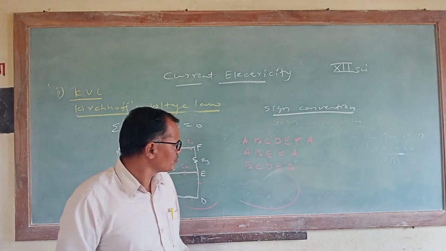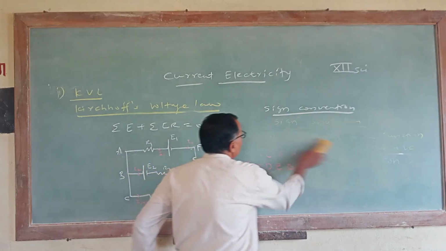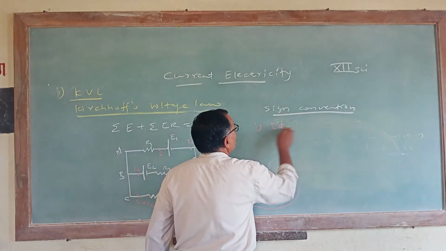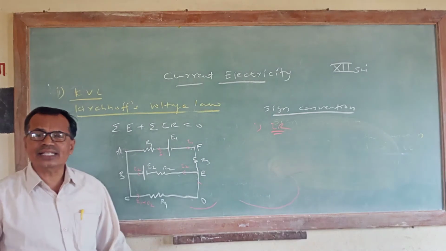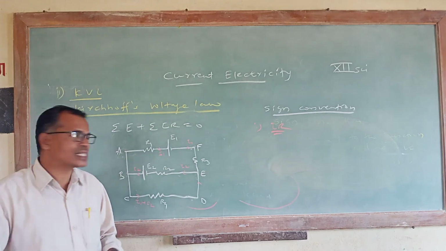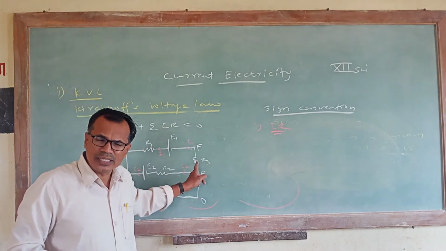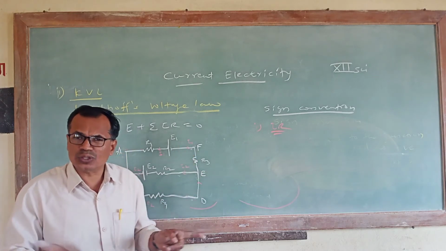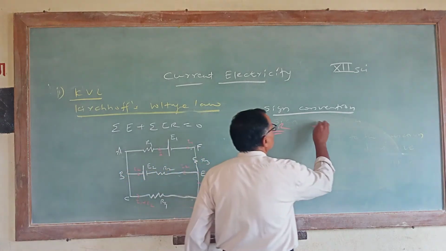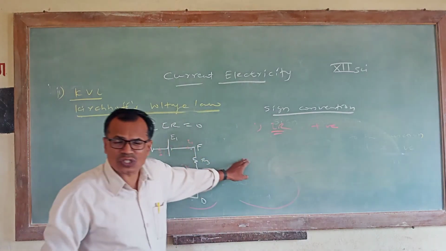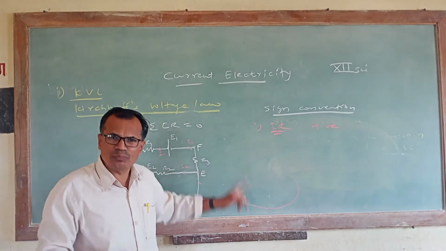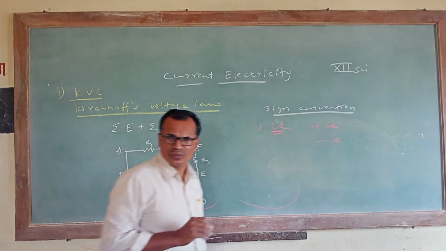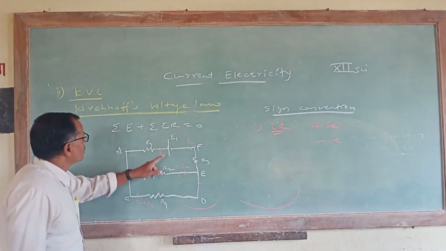Now, what is the sign convention? For the product IR, the potential drop is considered positive if the direction of the current in the loop and the direction in which we are traversing the loop are opposite. And if the direction of current and the direction of loop traversal are the same, then the product is negative.